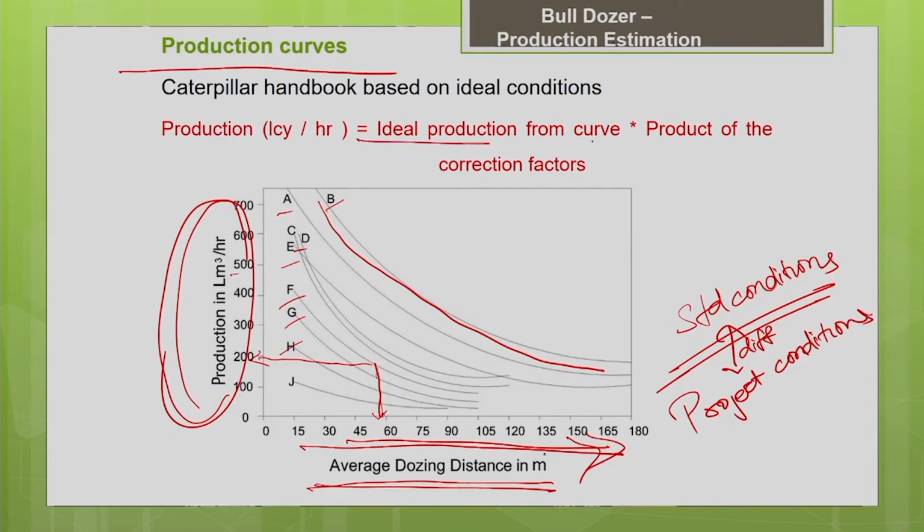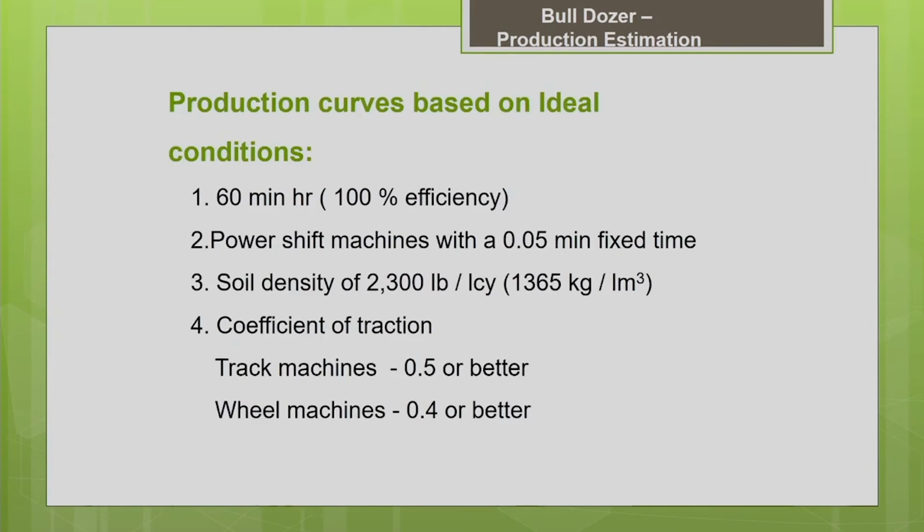So, how are you going to estimate the productivity? Choose the ideal production from the curve. As I told you, if you know the dozing distance and the model number, directly you can choose the ideal production value from the curve. Then, according to your project site conditions, apply the correction factors. What are all the correction factors, we are going to discuss next. Then multiply both, you will get the actual production for your actual site condition.